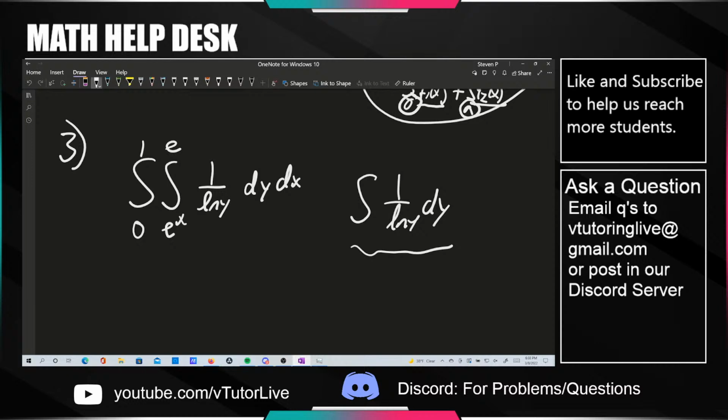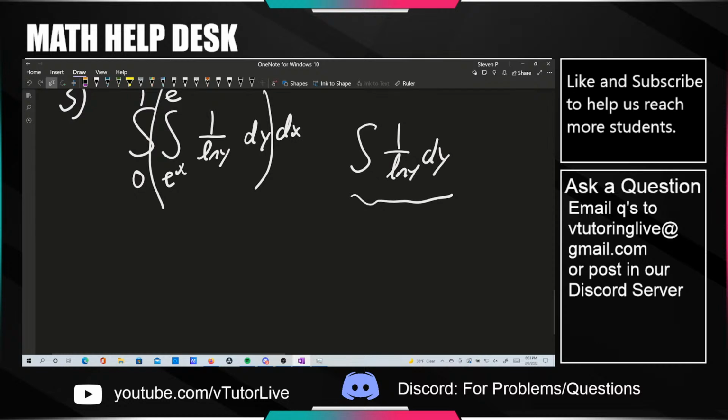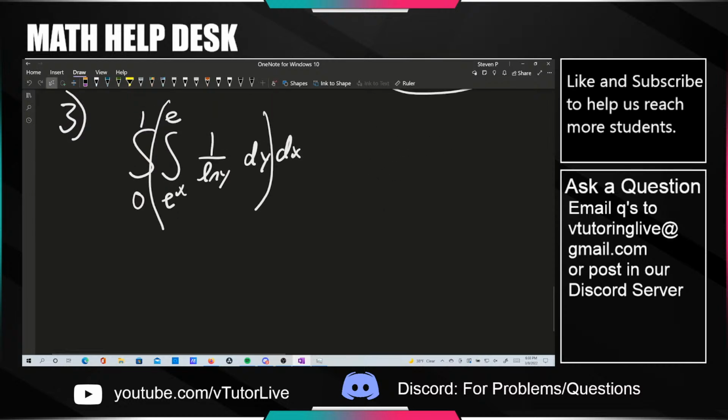Because that's what you would hope you could do. My first thought was hoping that I could just integrate 1 over ln of y dy directly and then plug in the bounds and then integrate again with respect to x, but it just doesn't work out so nicely. Instead, what we need to do is play around with this a little bit and figure out what we're actually doing.